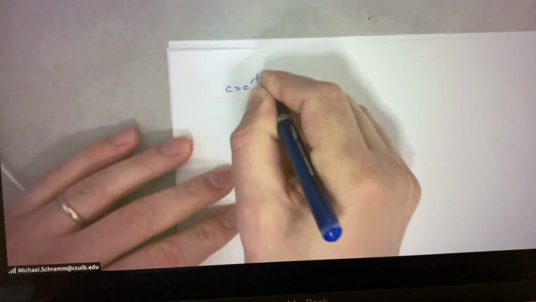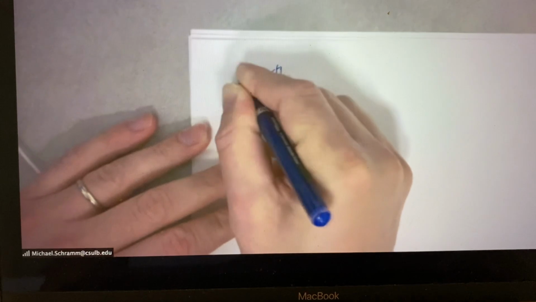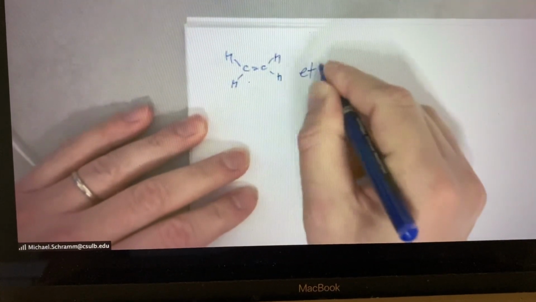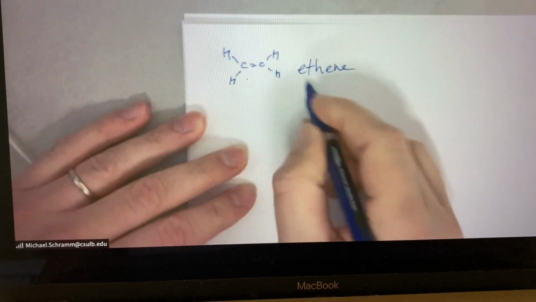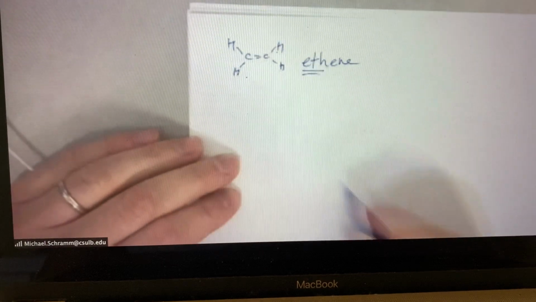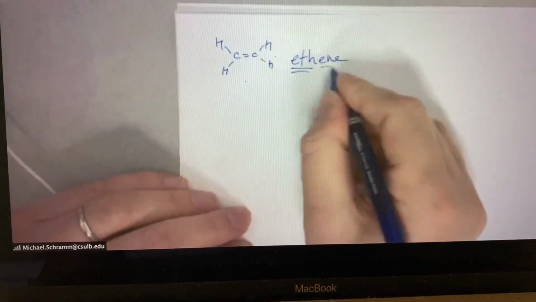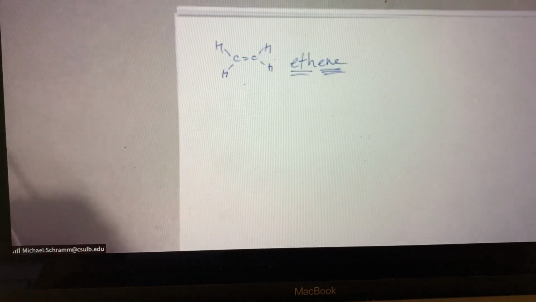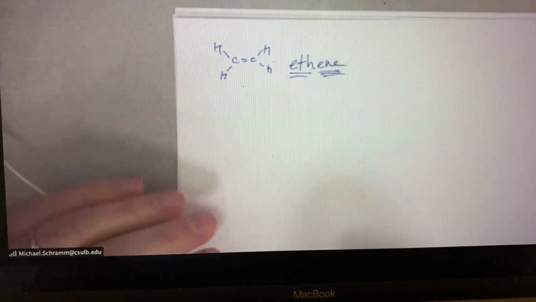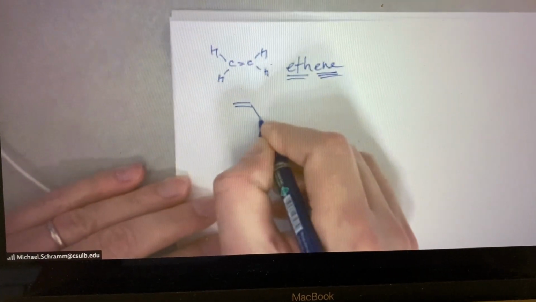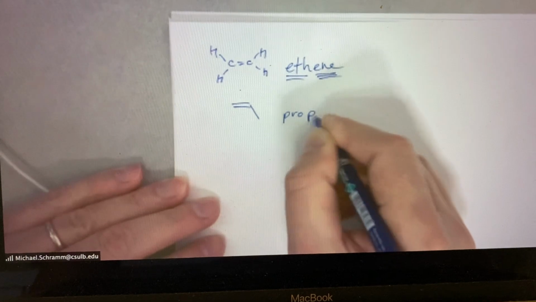So we have ethene, simply a two-carbon containing alkene. We could call this ethene. The eth comes from the two carbons that make it up, like ethane, and the ene part is just the suffix that describes the most important functional group. If we switch gears and add one more carbon, we have propene.